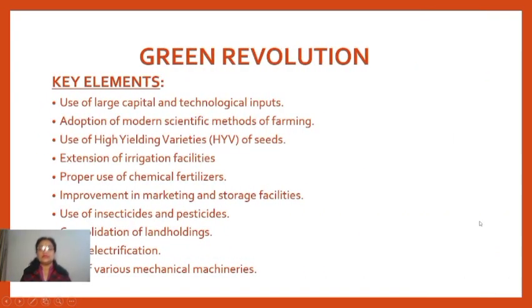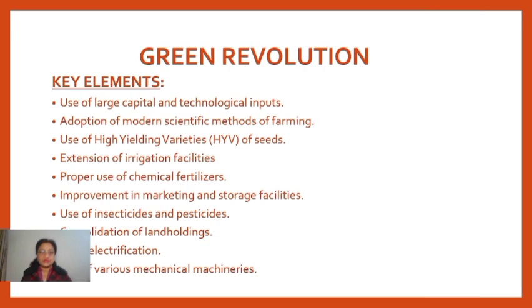So what are the key elements of the Green Revolution? We need to know what the main features of the Green Revolution were. Number one, the use of large capital and technological inputs. Large capital means that the latest machinery and scientific methods have to be used, along with fertilizers, pesticides, insecticides, and hybrid seeds.